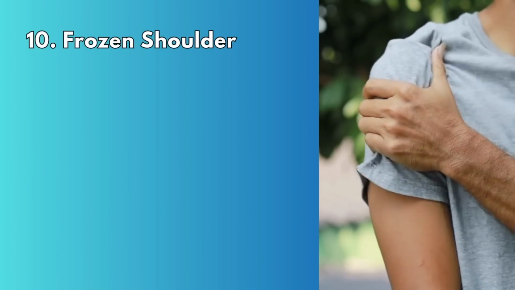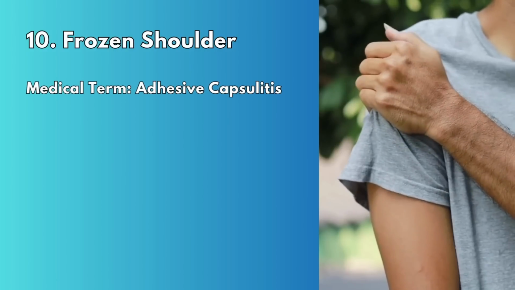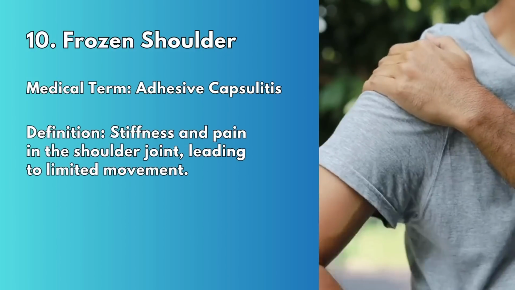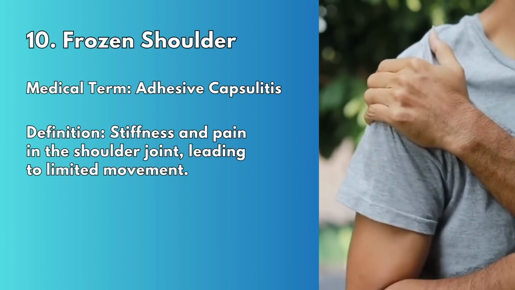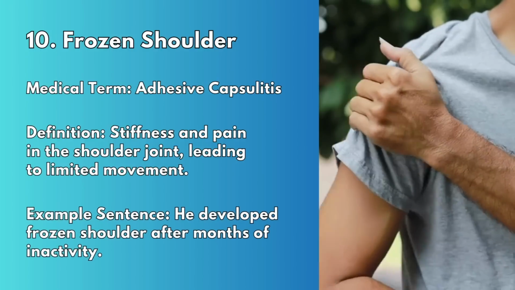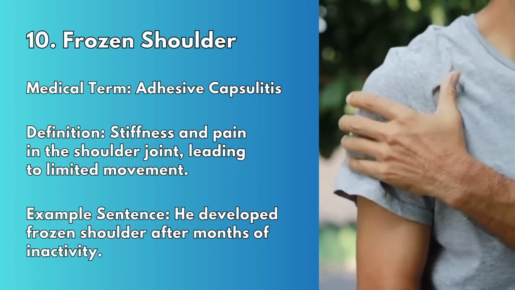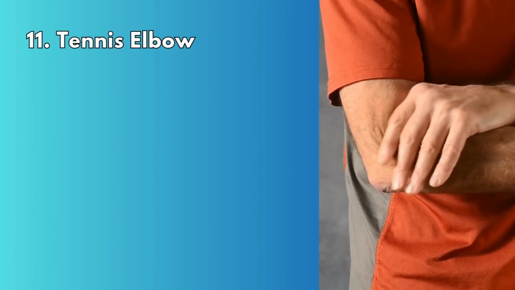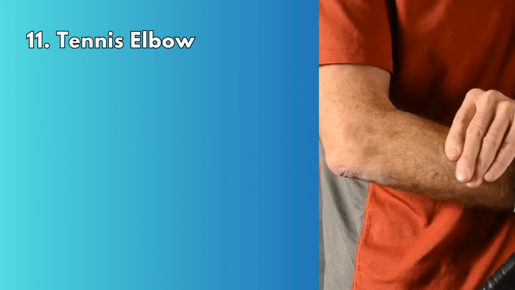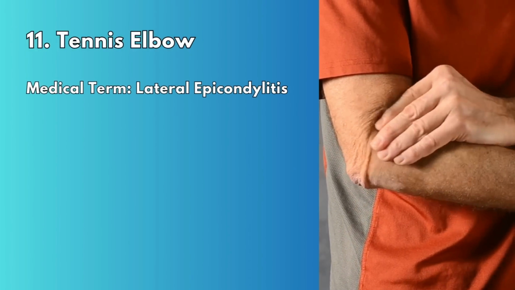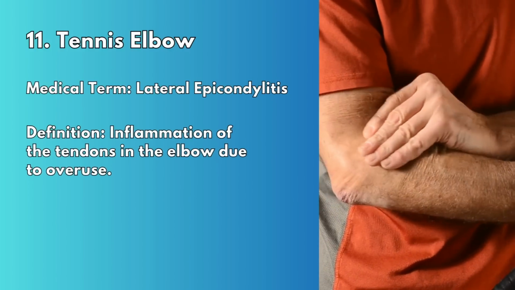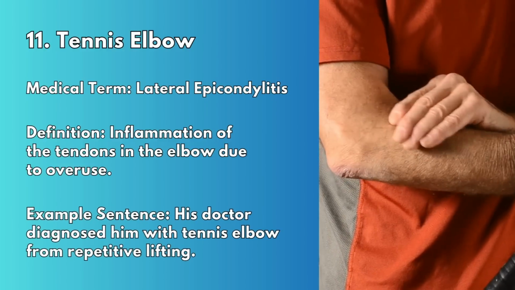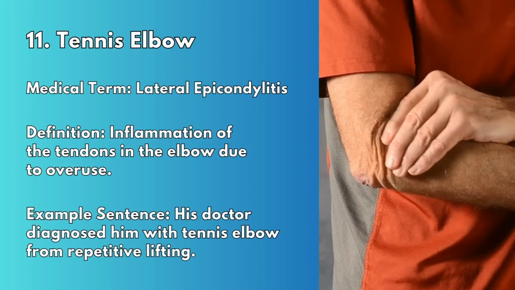Let's move on to frozen shoulder, also known in medical terms as adhesive capsulitis. This is a stiffness and pain in the shoulder joint, leading to limited movement. Let's take a look at our example. He developed frozen shoulder after months of inactivity. Our next condition is sports related, a tennis elbow. Also known as lateral epicondylitis. It is an inflammation of the tendons in the elbow due to overuse. His doctor diagnosed him with tennis elbow from repetitive lifting.